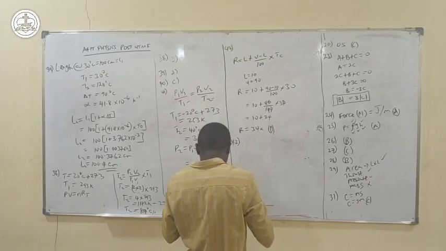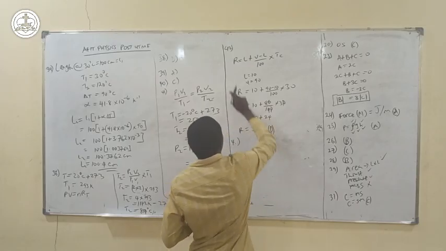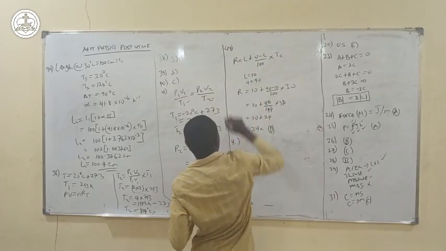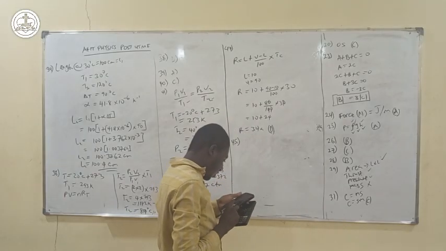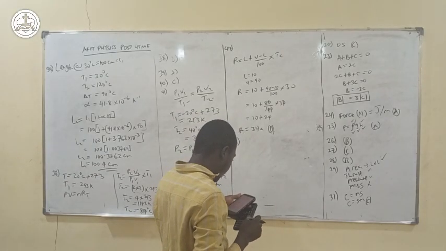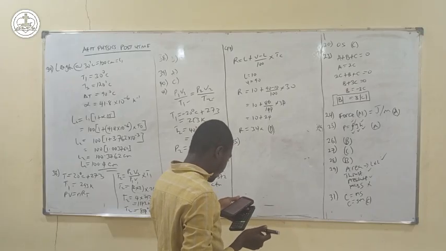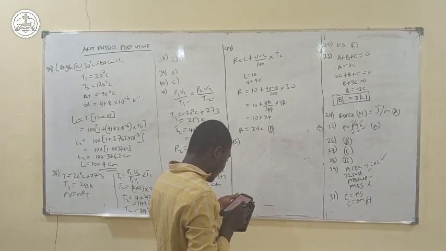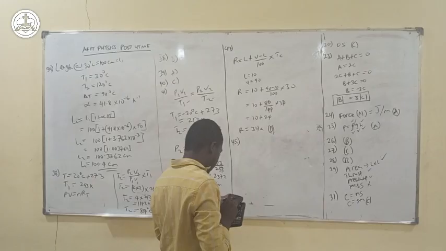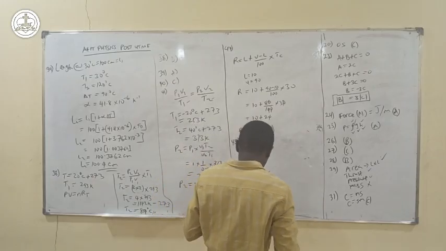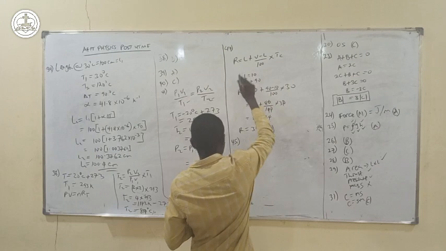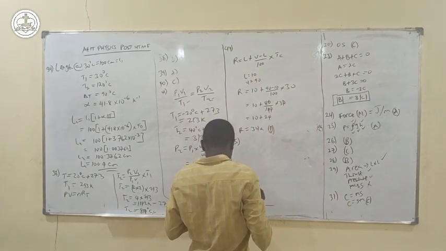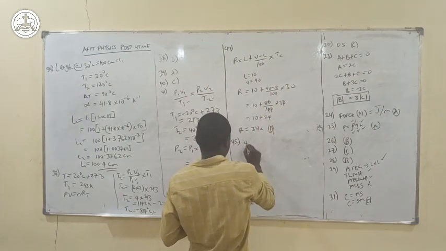So 43. Sorry, 45. This is 44. 45. The lower and upper fixed points of a thermometer are 40 and 120 respectively. Its reading at 60 degrees is what? Question 45. Fixed point. We're still doing fixed point. And remember I've given you the formula there. So we just input it again.